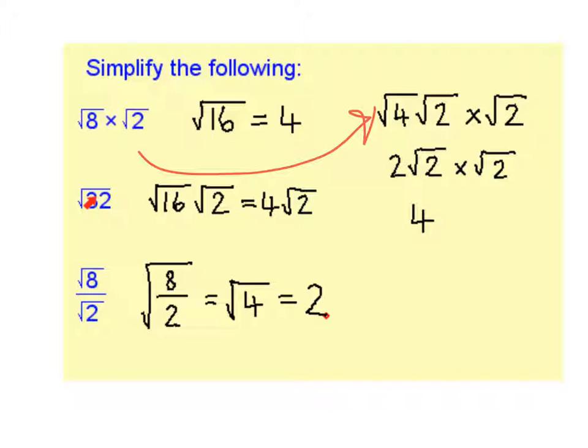Root 32, well, one of the factor pairs of 32 is 16 times 2. And we're interested in this one because 16 is a square number. So root 32 can be rewritten as root 16 multiplied by root 2. The square root of 16 is 4, so we have 4 root 2, and that cannot be simplified. And then root 8 divided by root 2 can be rewritten as the square root of 8 over 2. And 8 divided by 2 is 4, and the square root of 4 is 2.